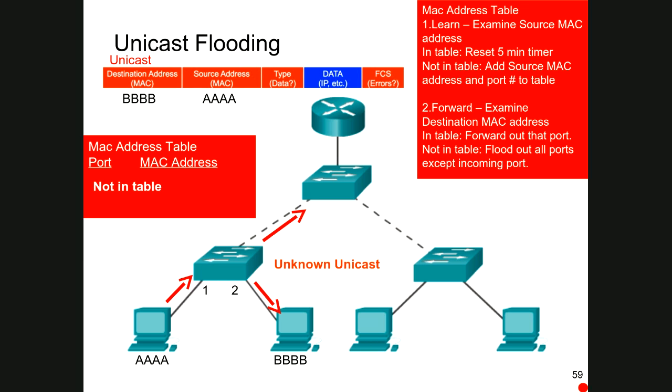Now, PCA sends out the ping request to B, and when he first sent it to port number 1, no MAC addresses had been learned yet, so the switch had to flood it. It hadn't learned PCB's source address yet. So what a switch does when it encounters an unknown unicast is treat it like a broadcast. It floods it out everywhere. As soon as PCB sends his ping reply, the table will be updated and the flooding will stop.